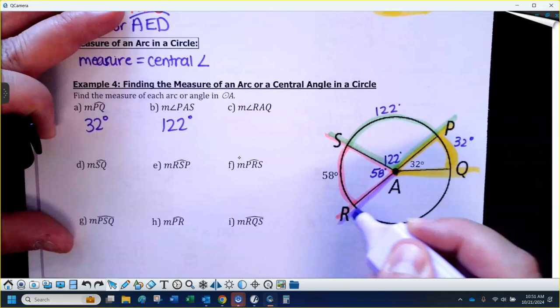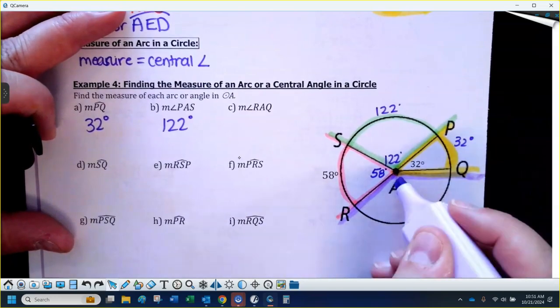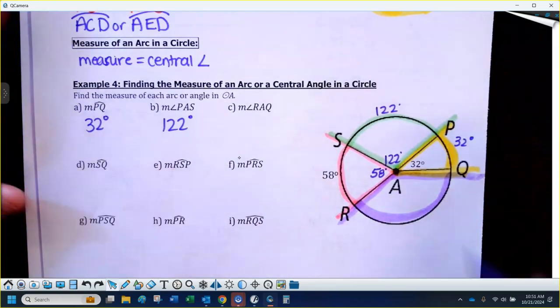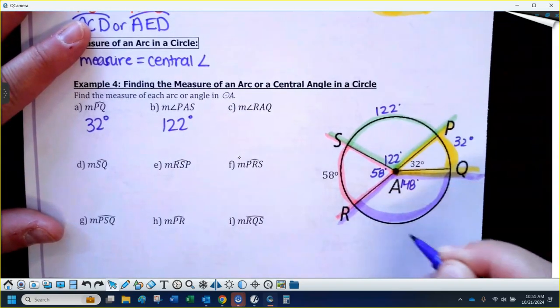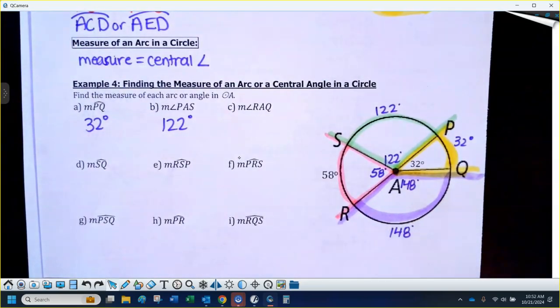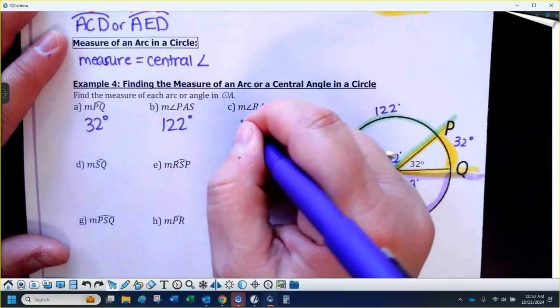So I'm just going to extend this out. This central angle and this arc are going to be the same, which is 148 degrees. Whatever the central angle is, that measurement of the arc outside of the 360 is going to be the same thing. So this is 148.